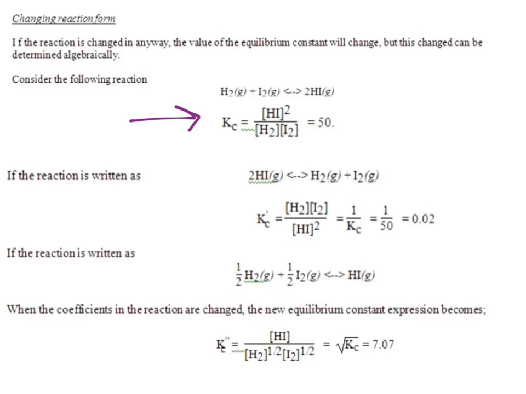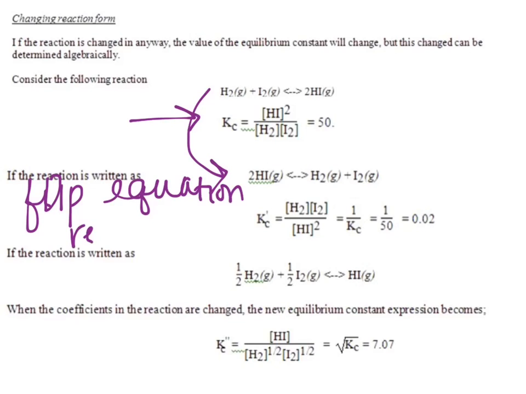There's our Kc. What happens from here to here? What happened to the equation? All the same reactants, they flip the equation, right? When they flip the equation, what we do is we take the inverse or the reciprocal of Kc. So if you flip the equation, then you take the reciprocal of Kc.